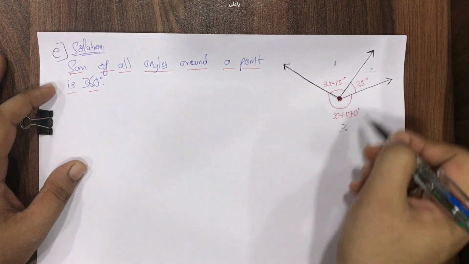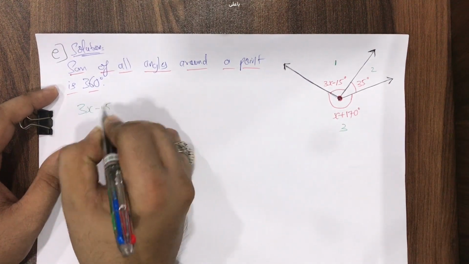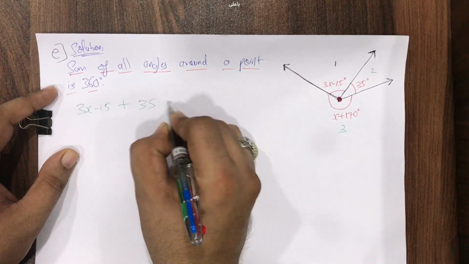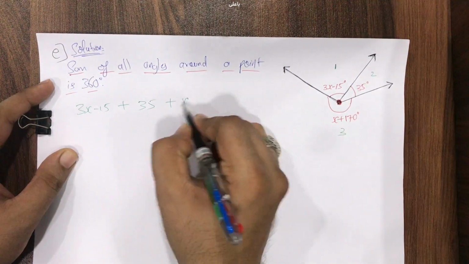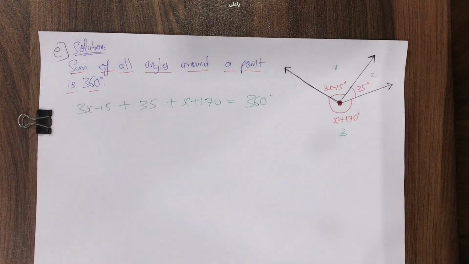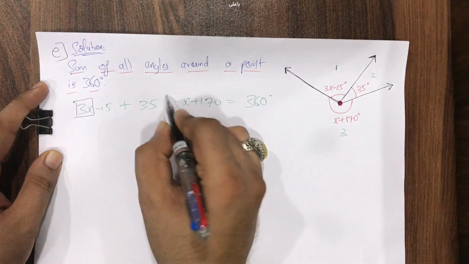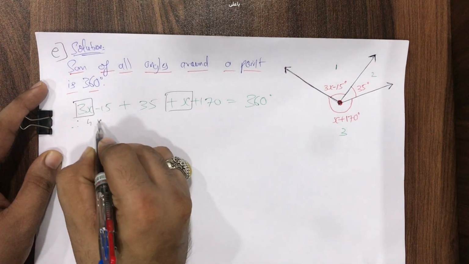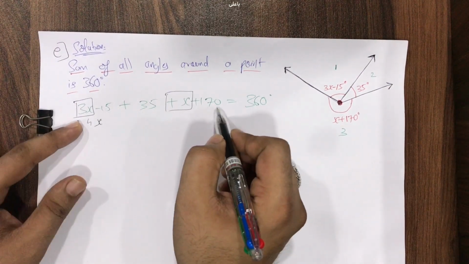Okay, so there are only 3 angles over here. First is 3x minus 15. So 3x minus 15, the first one, plus, sum means addition, 35 plus, then this is x plus 170. X plus 170 is equal to 360 degree. Okay, so now how many terms can I see with the x? This is plus 3x, this is plus 1x. 3x plus 1x becomes 4x, therefore 4x. Okay, now this is minus 15, this is plus 35, this is plus 170 degree.